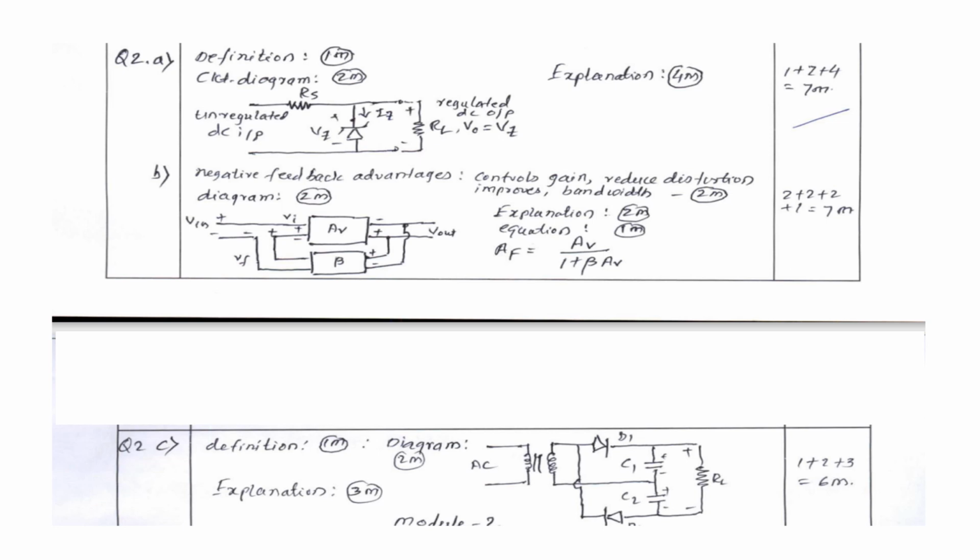Then the 2C question was voltage multiplier. The definition of voltage multiplier is 1 mark. The diagram, that is the circuit diagram for it, carries 2 marks, and the explanation for that diagram carries 3 marks. So totally it is 6 marks.